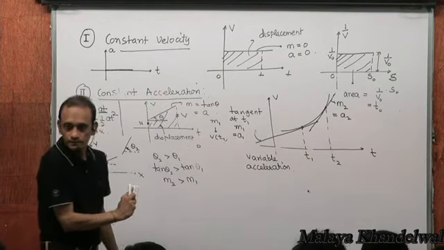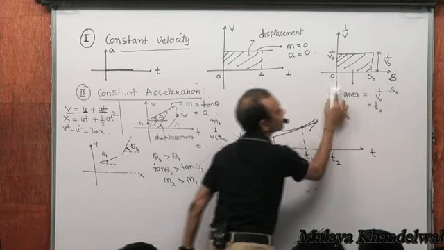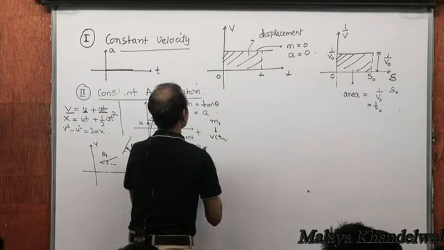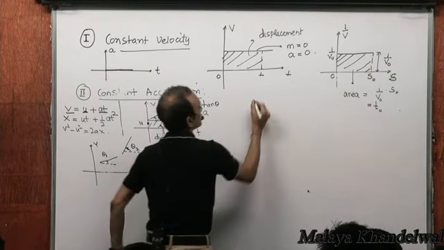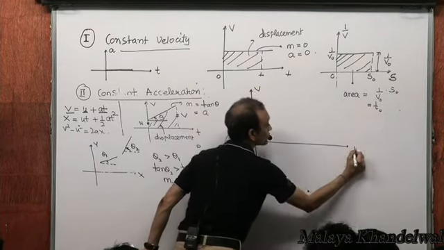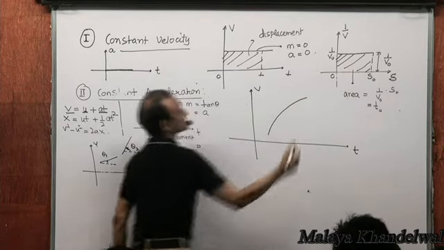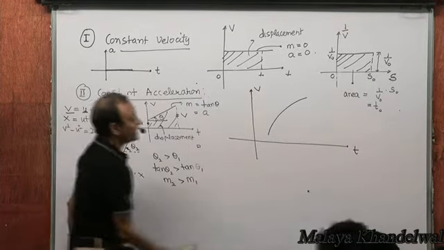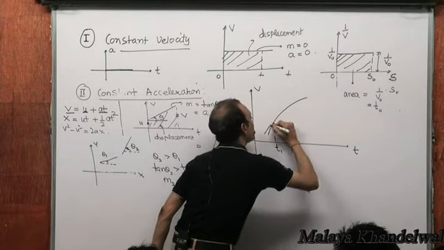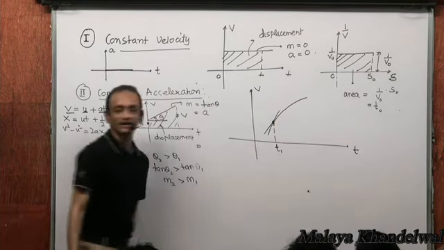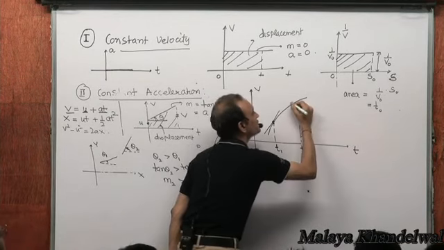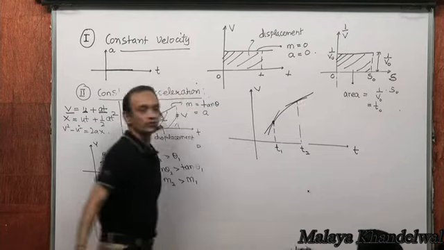Can I wipe this off? Suppose the velocity time graph, instead of the earlier diagram, was like this. Then at any given instant of time t1, how do you get the acceleration? Draw a tangent at that point and the slope of the tangent will give you the acceleration. At t equal to t2, the slope of the tangent at t equal to t2 will give you the acceleration at t2. Yes or no?